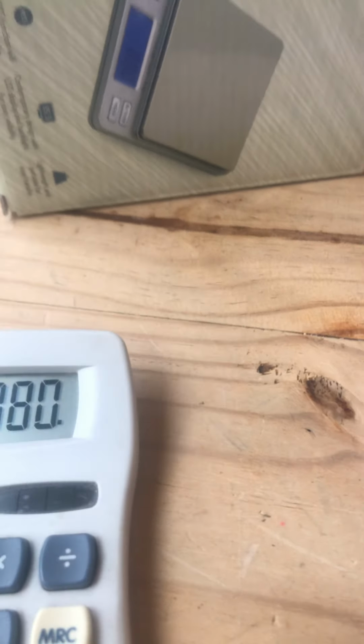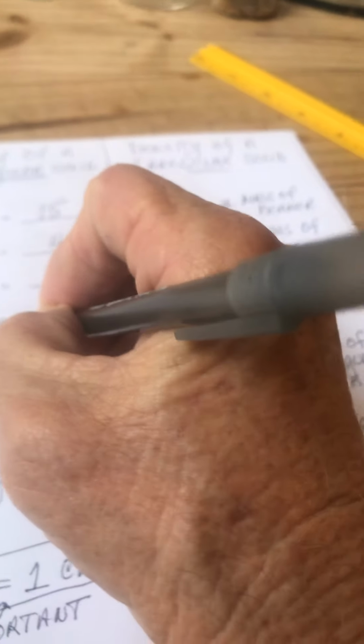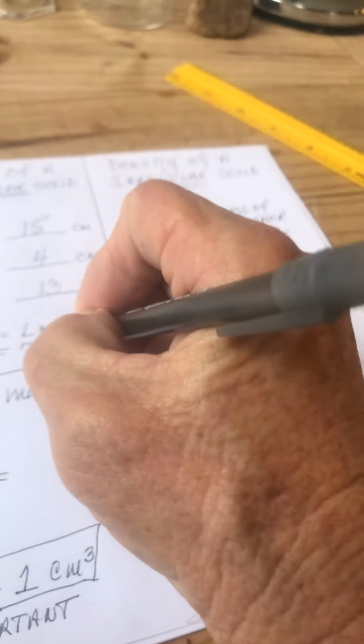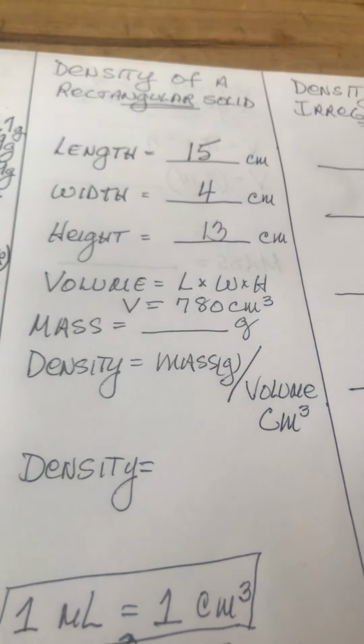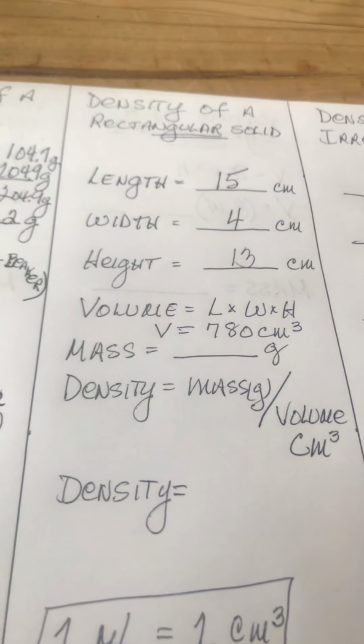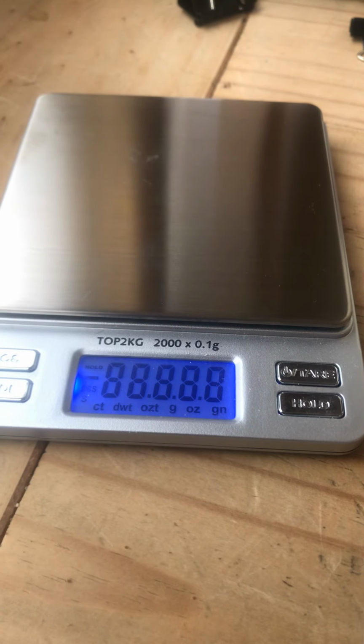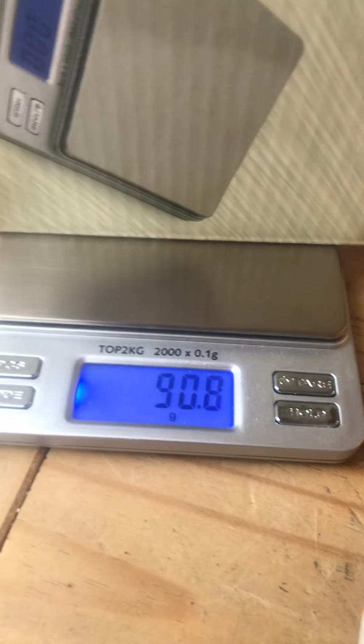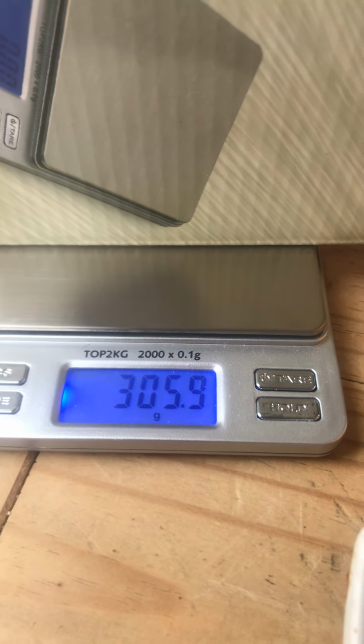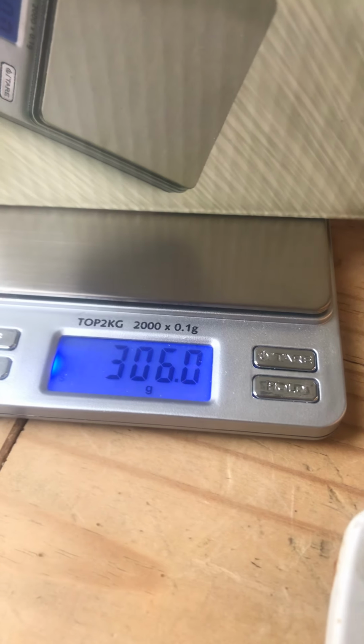So the volume equals 780 cubic centimeters. Now, what's the mass of this guy? So now we're going to weigh it. Turn our scale on. Wait till it goes to 0. Okay, now we go. 305 grams. 306 grams, 306 grams even.